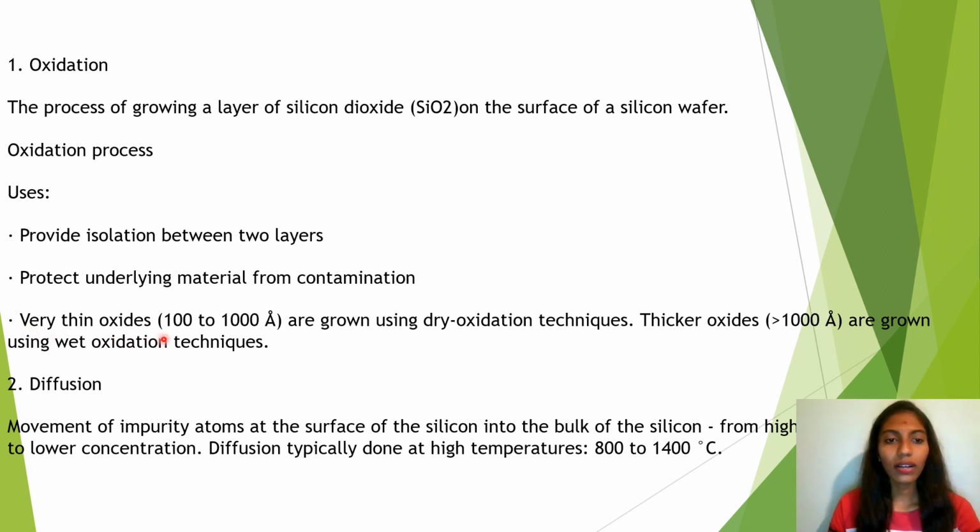Very thin oxides, from 0 to 100 angstrom, are usually grown using dry oxidation techniques. Thicker oxides, more than 1000 angstrom, are grown using wet oxidation techniques. And the second step is diffusion: movement of impurity atoms from the surface of the silicon into the bulk silicon, from high to lower concentration. Diffusion is typically done at high temperatures, for example 800 to 1400 degrees Celsius.